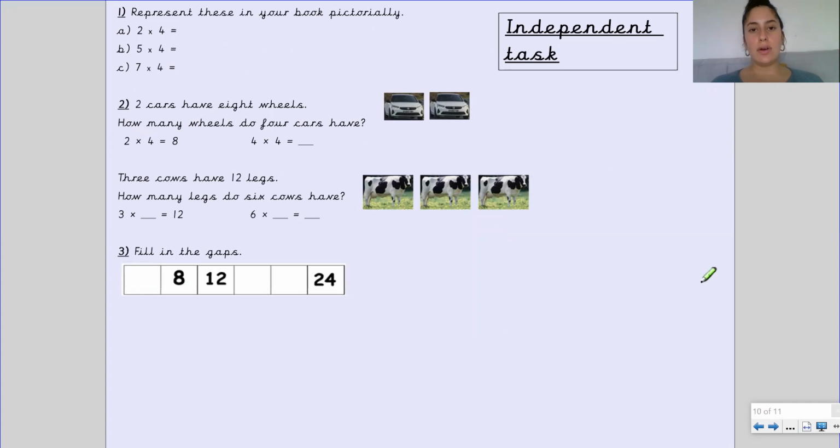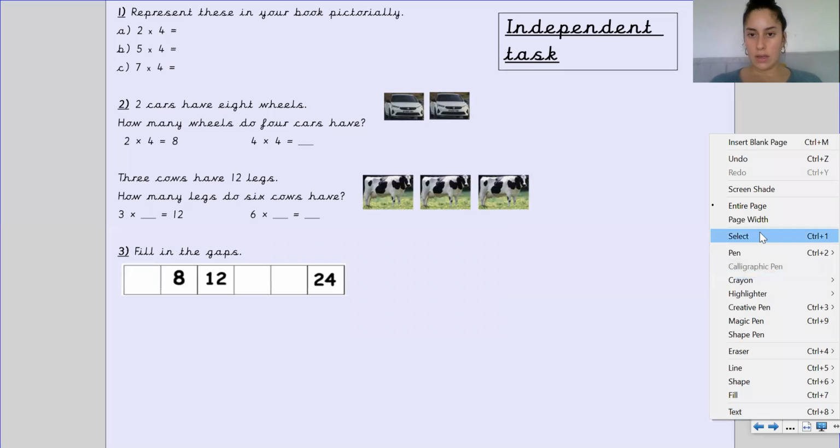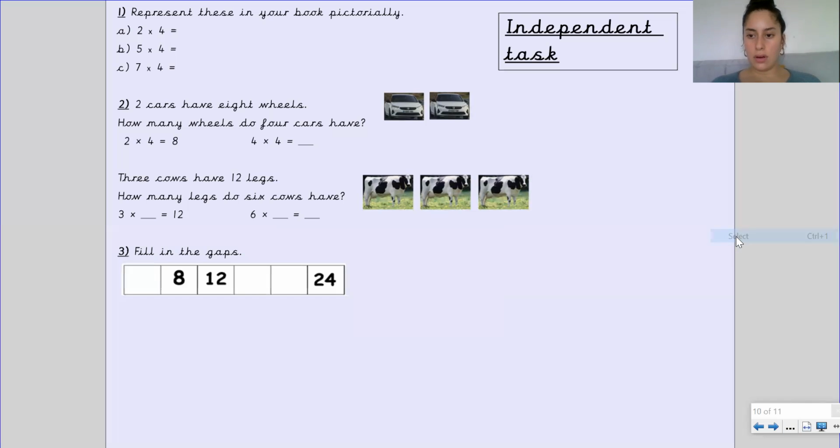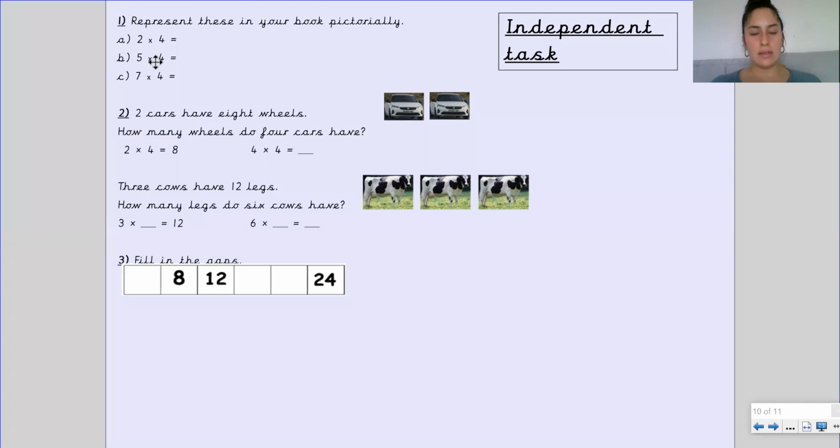Okay, this is your independent task now. You are going to represent these in the first question. You're going to represent the number sentences pictorially. So remember that the first number represents the number of equal groups, and the second number represents the number of items in each group, which is going to help you with your answer.